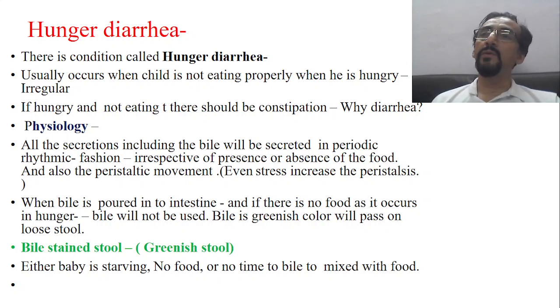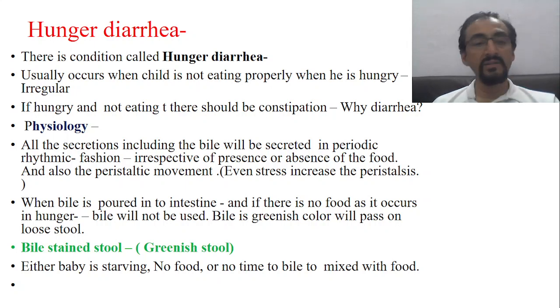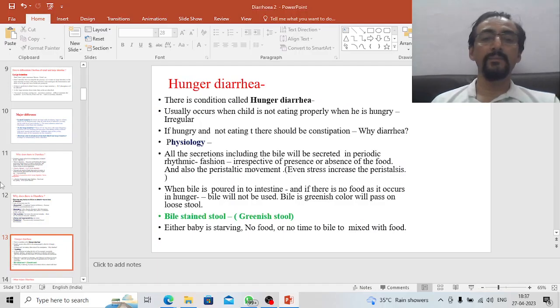So why? Because when the bile has reached the second part of the intestine, there is no food. So where is this bile going to act? Nobody is there to act, isn't it? There is no food. So this bile has to propel down now, and slowly it passes on to the large intestine, and there is passage of the stool. And this is called hunger diarrhea.